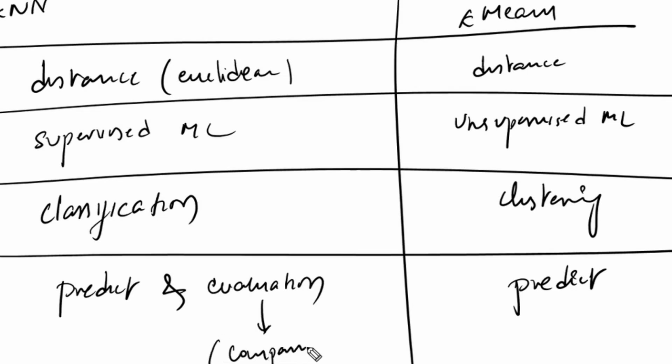Evaluation is nothing but the comparison between the original, that is the actual value, versus the predicted value. Here no evaluation will be done because there are no actual values. So this is the difference between KNN and k-means.